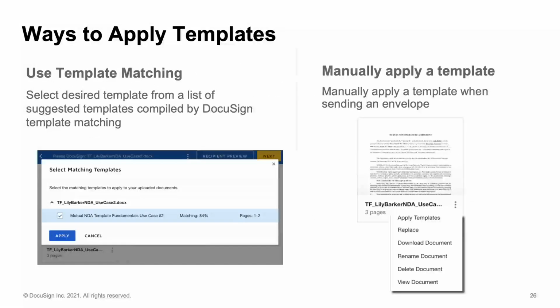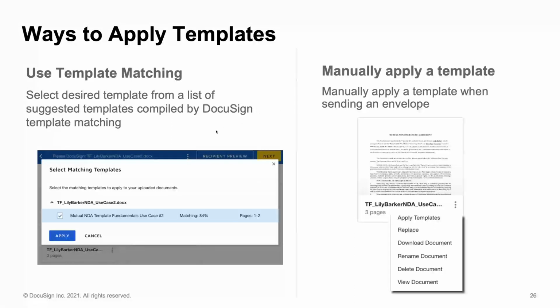So there are two different ways that you can apply a template. First, you can manually apply a template. Once you upload a document into an envelope, using the little ellipses icon that you see here in the screenshot, you can select Apply Template and then choose which template you want to apply.